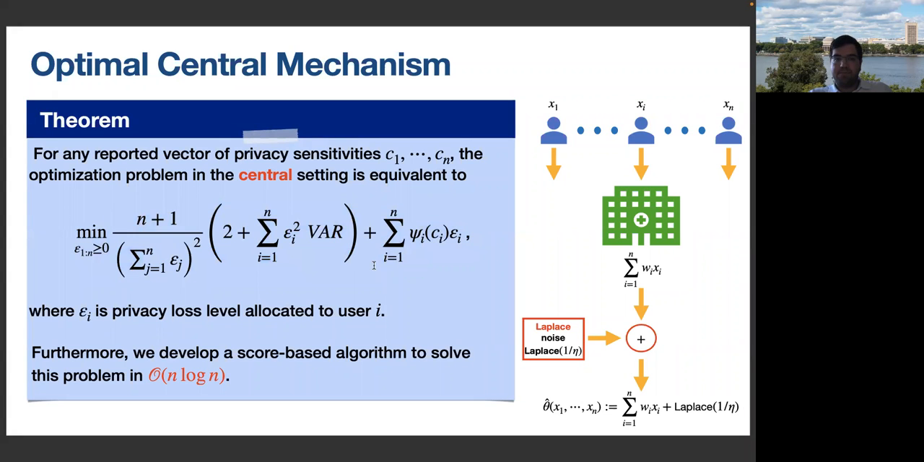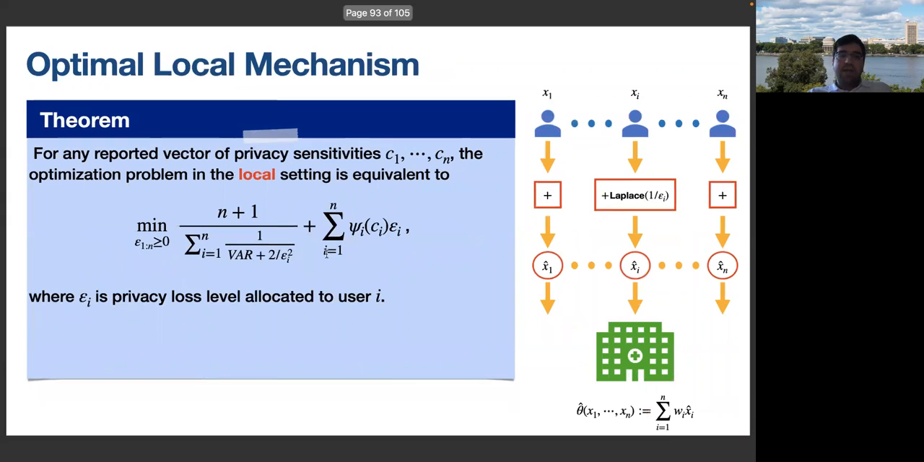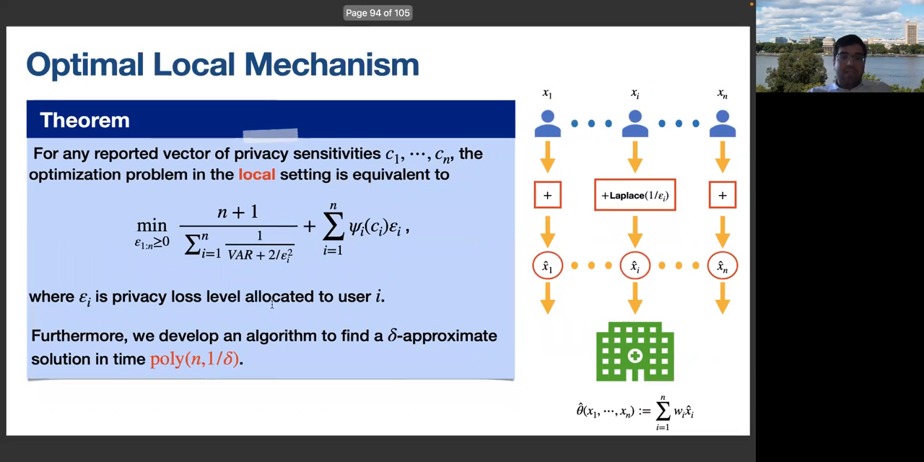For the local case, we get again a problem depending only on epsilon I, and it's still non-convex. And the result that we are able to show is that we develop an algorithm that is delta approximate optimal in time polynomial in n and 1 over delta. Whether this polynomial term can be improved to a linear or quasi-linear term is still an open problem to us. So we don't know whether this can be further improved, but we have a polynomial time algorithm for solving this problem approximately.